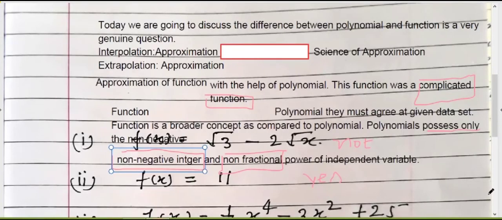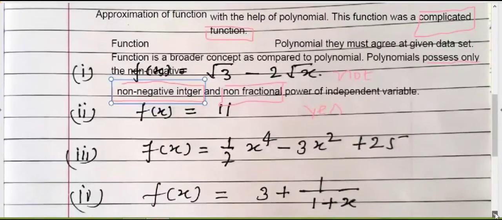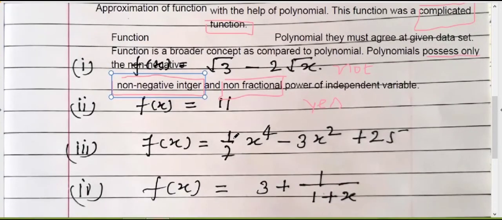Okay, let us come to another example. f(x) is equal to 1/7 x to the power 4 minus 3x square plus 25. Is it a polynomial?